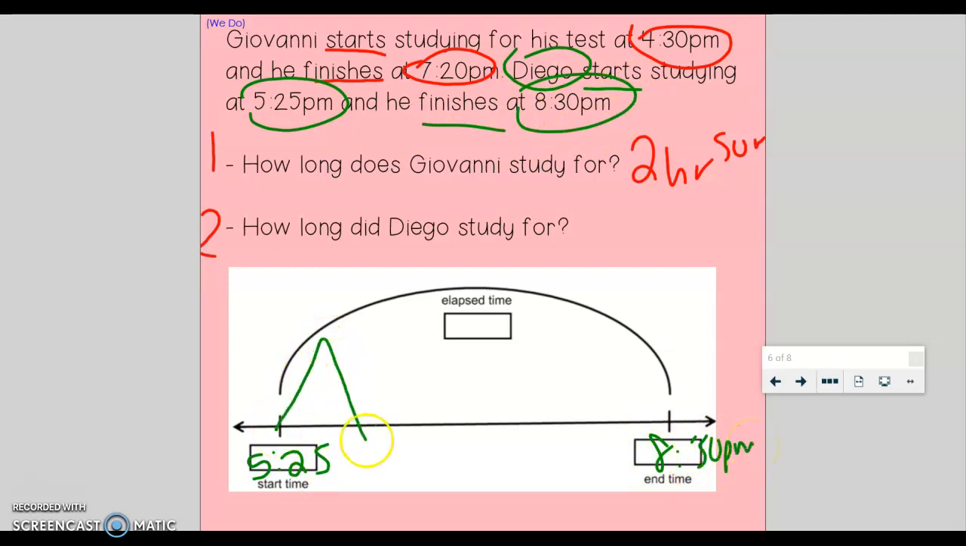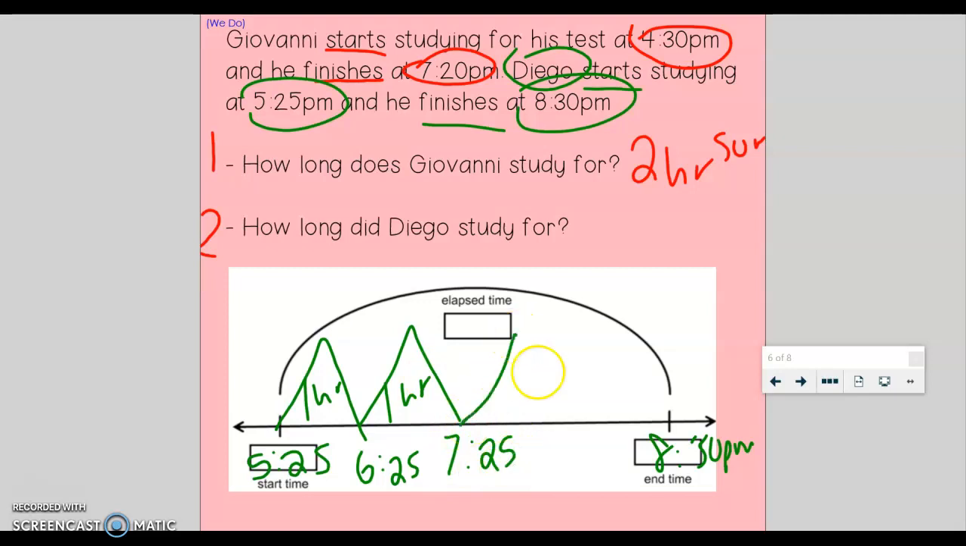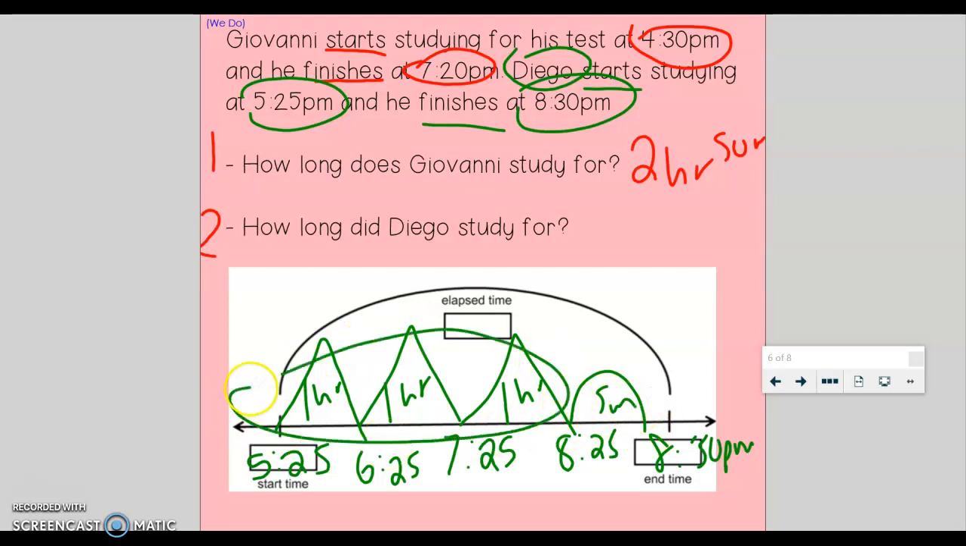5:25. I'm going to try an hour. That would get me to 6:25. I can do another hour. I'm still early. That would be 7:25. Let's see. Can I do another hour? 7:25 plus one more hour. 8:25. Yes, I can. That would get me to 8:25. And now if I'm at 8:25, how much does it take to get from 8:25 to 8:30? That's right. It's only 5 minutes. So it only took Diego 3 hours and 5 minutes.